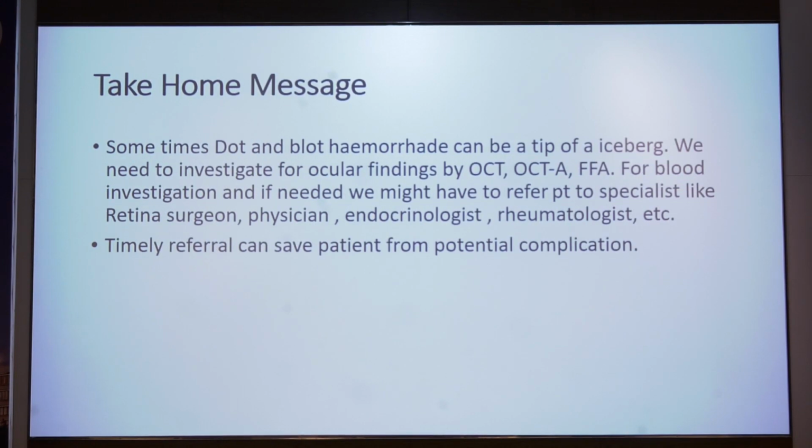In my take-home message, sometimes dot and blot hemorrhages can be the tip of the iceberg. We need to investigate the ocular findings by OCT, OCTA, FFA, and with blood investigations. If needed, we might have to refer the patient to a specialist like a retina surgeon, physician, endocrinologist, or rheumatologist. Timely referral can save the patient from potential complications. As I said, it can be the tip of the iceberg. Dot and blot hemorrhages per se are not the disease, so we need to treat the underlying disease.